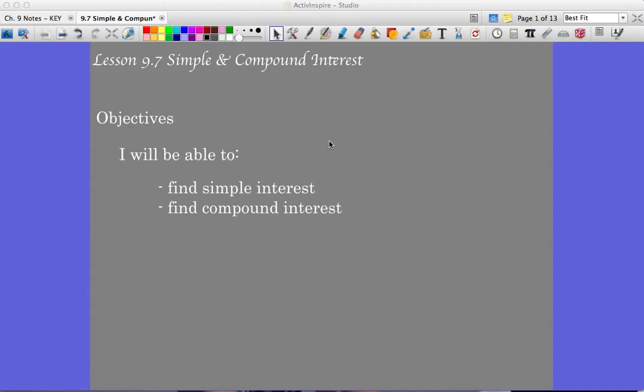Welcome to lesson 9.7, Simple and Compound Interest. Today we're going to talk about how to find simple interest and how to find compound interest.